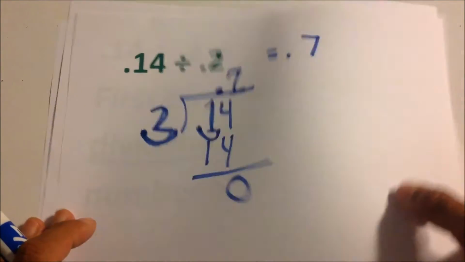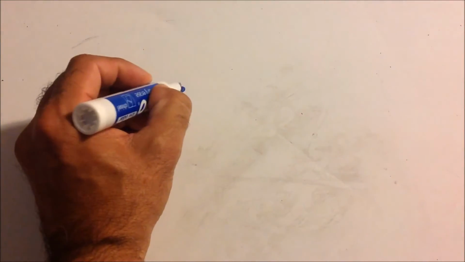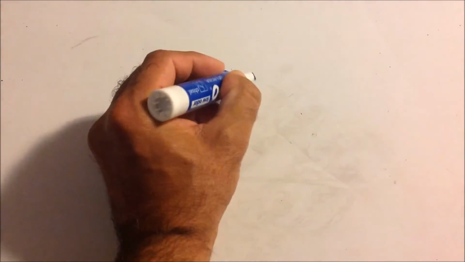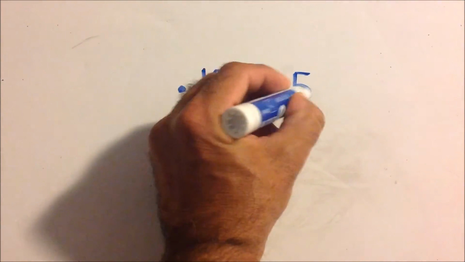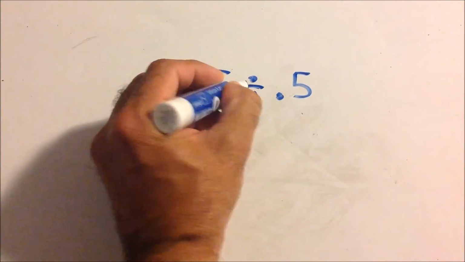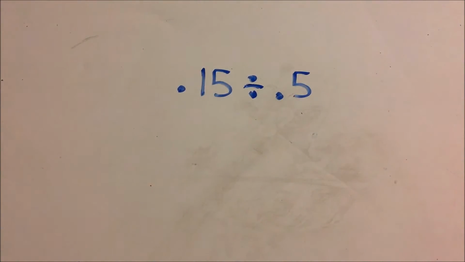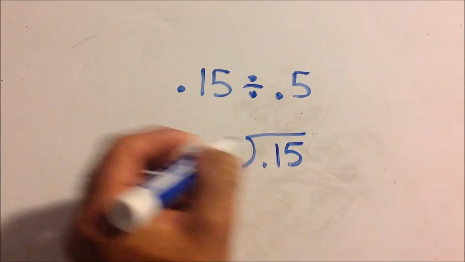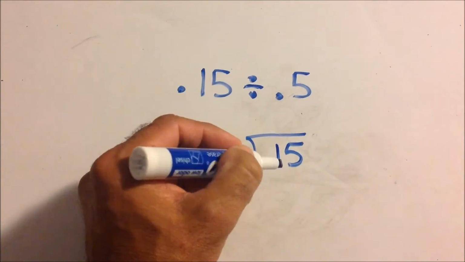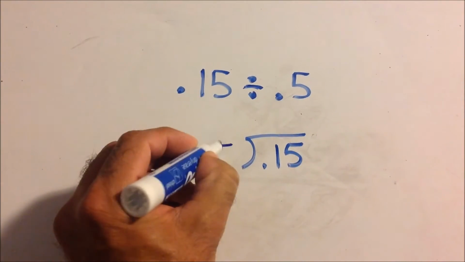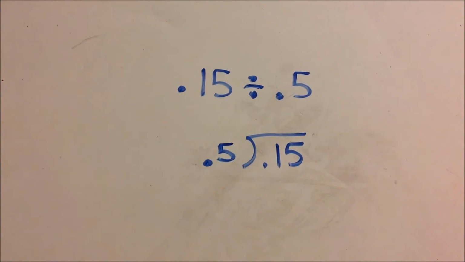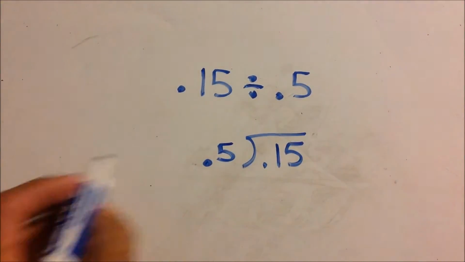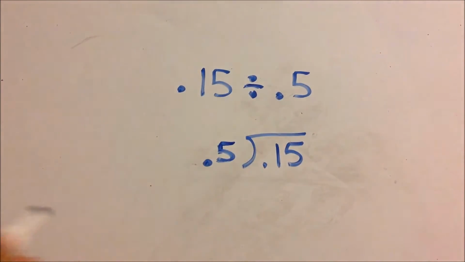Let's do another one. Let's say I had 0.15 divided by 0.5. What goes in the box, and what would that answer be? Well, 0.15 is in the box. It's the first number. It's the dividend. And 0.5 is here. That's outside the box. And what is it called? Divisor. And remember, the divisor has to be a whole number.